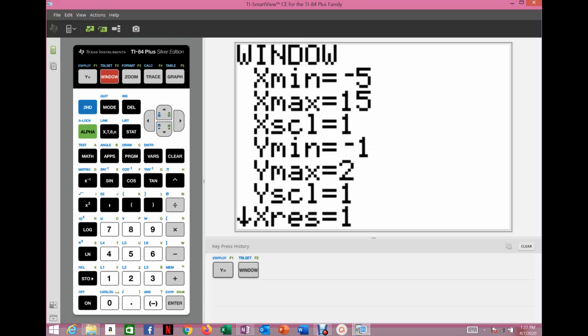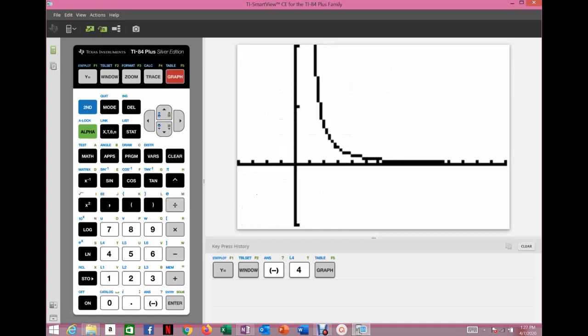And now graph it. Alright, so graph my function. There's a piece of it that's missing below the x-axis here, but I don't need that. I just need the piece that we're looking at here.